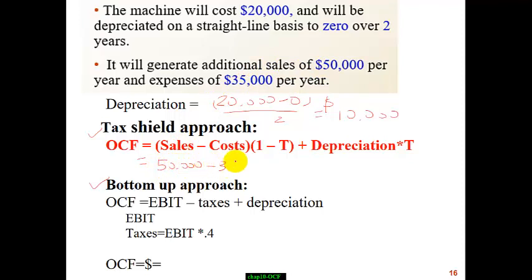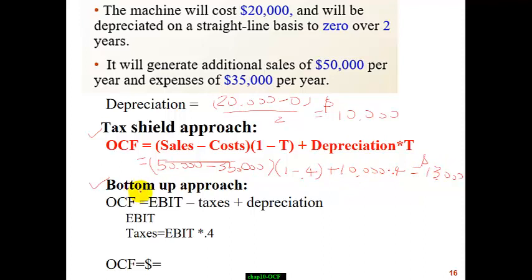The operating cost is $35,000. This component we do have to pay tax on, at 40%. The annual depreciation we got is $10,000, so this will tell us the depreciation tax shield. After running these numbers, I got operating cash flow of $13,000.